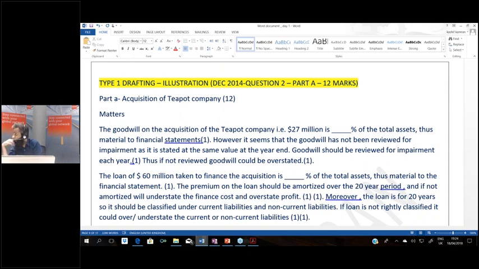Yes, and the loan should also be discounted to the present value. It should be recognized at an amortized cost basis. See, there are so many treatments associated with the loan.